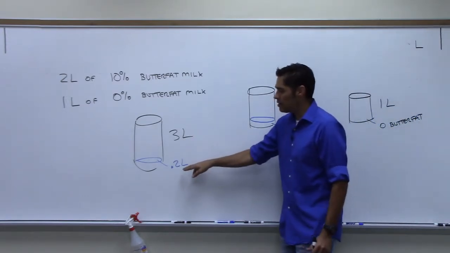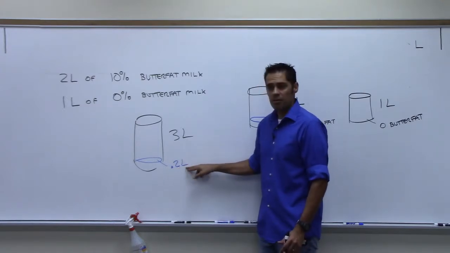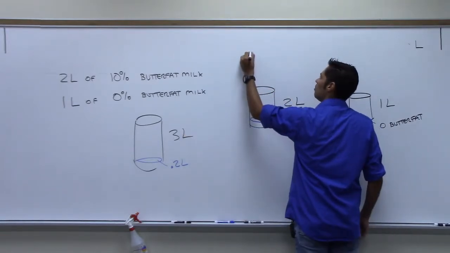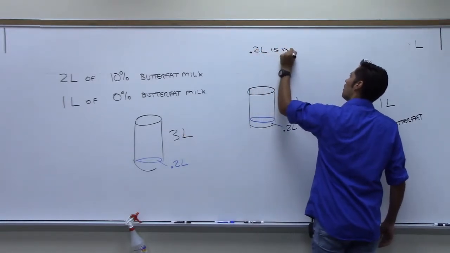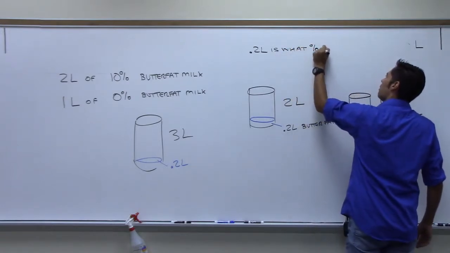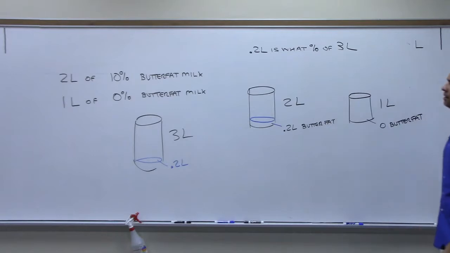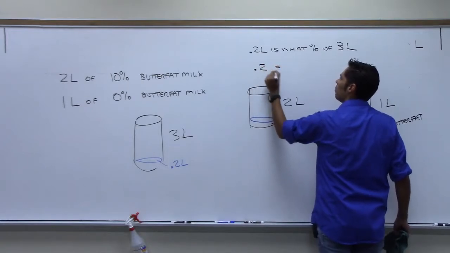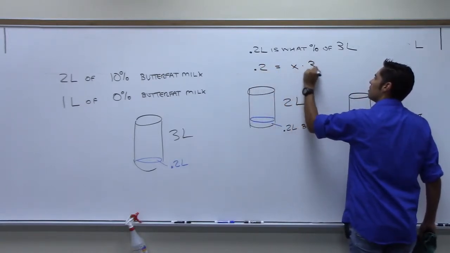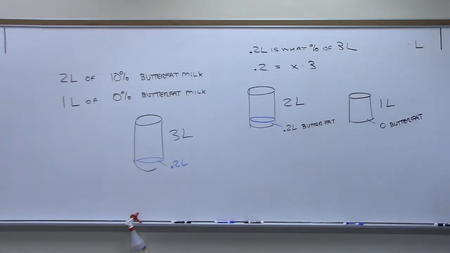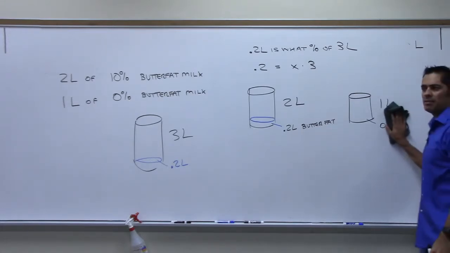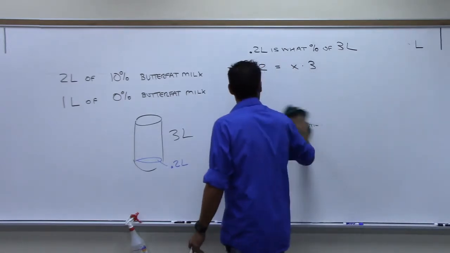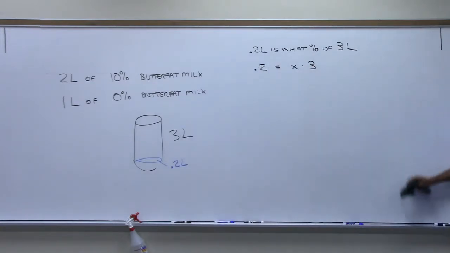But here, the question you're asking is 0.2 liters is what percent of 3 liters? And you convert that into an equation, which would be 0.2 equals x, what percent, times 3. That's what I asked you to do on the last test, right? Something like that. And we're solving for x. All you do is divide both sides by 3. What do you get?